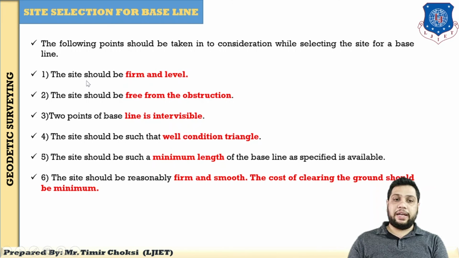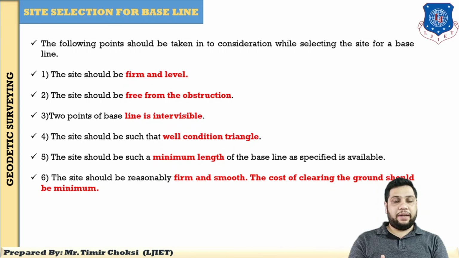First, the site should be firm and level. The site should be free from all obstruction. The two points of the baseline should be intervisible. The site should give well-conditioned triangles. The baseline should be of minimum length, the site should be firm and smooth, and the cost of clearing the ground should be minimum. So these are the criteria while selecting the baseline.